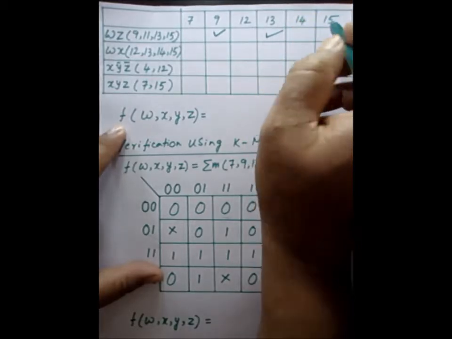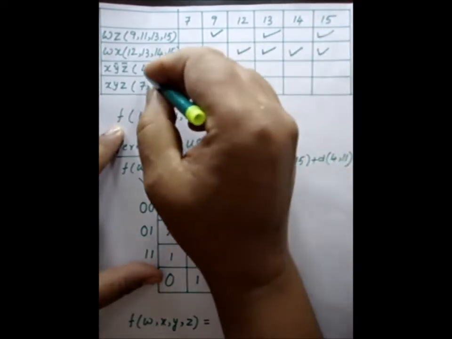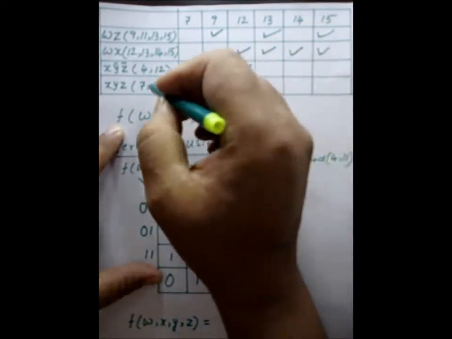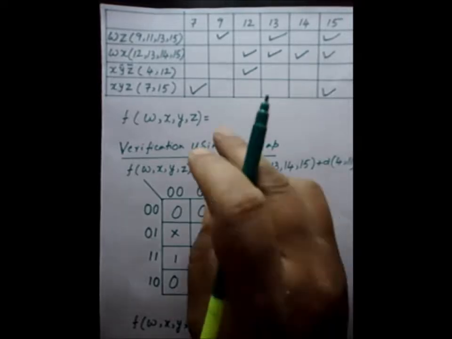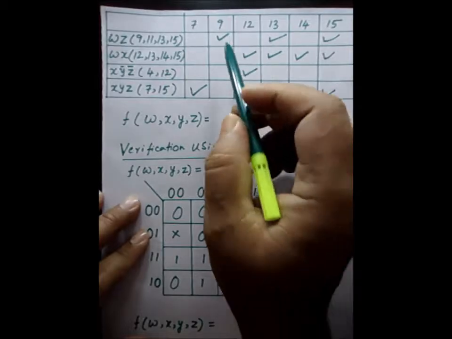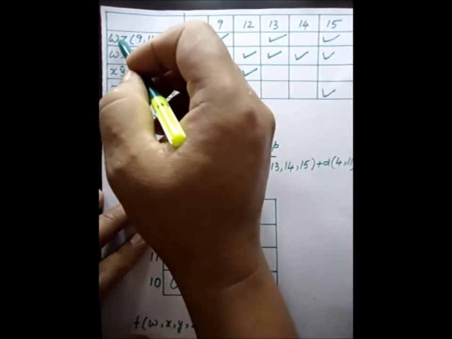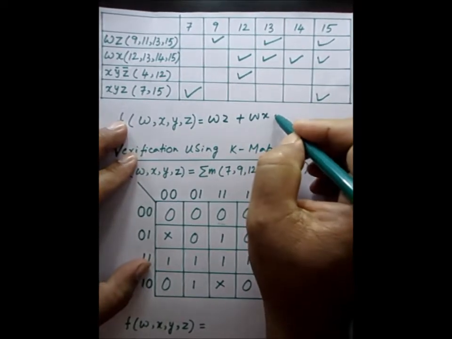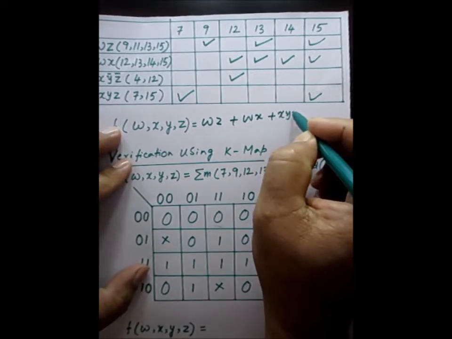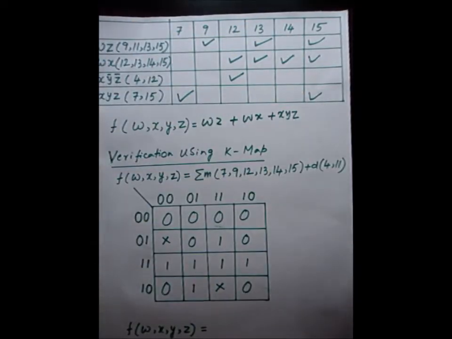Then this is 13, and this is 15, and this is 12, 13, then 14, 15. Then 4 comes under don't care, it is not available. Then 12, and then 7 and 15. Now we can see that this is x, y bar, z, but if it is not included, then also all min terms are included by these three prime implicants only. Therefore, the solution is wz plus wx plus x, y, z. This is the solution, because excluding this also, all the min terms are included. Therefore, this is the solution.